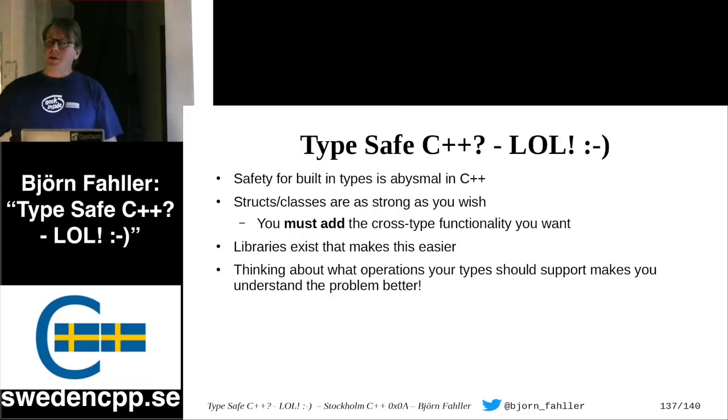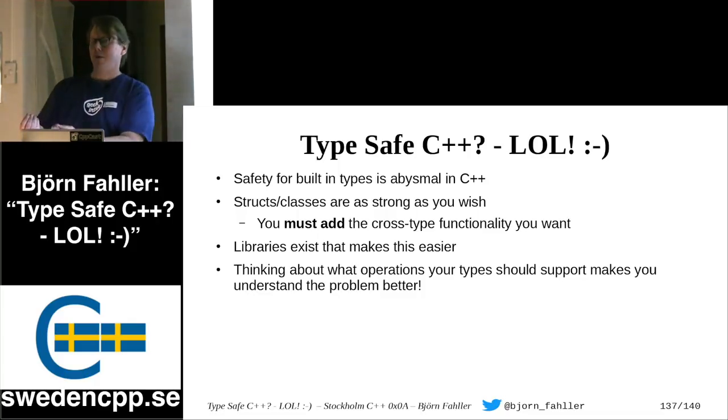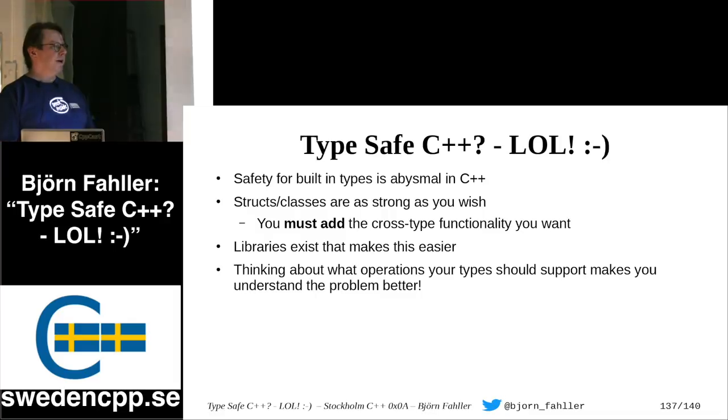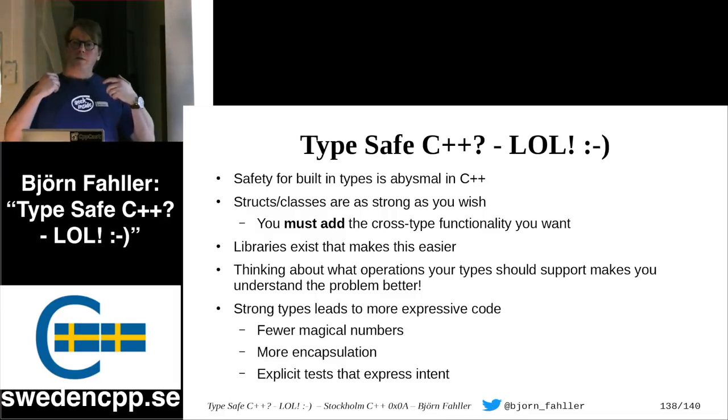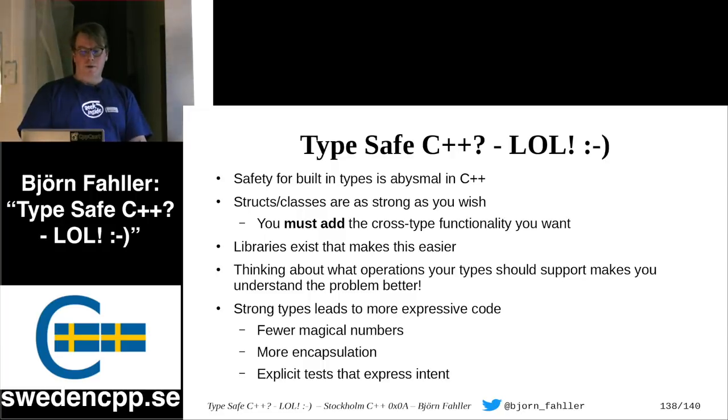Thinking about your types, which operations make sense, which operations don't, is super good, not only for your type design, but also for your understanding of your own problem. So do that. And strong types can help make your code more expressive. You're forced to show intent, and it helps you encapsulate, and it helps you actually write sensible tests with magic numbers, but they are magic numbers with semantic meaning.